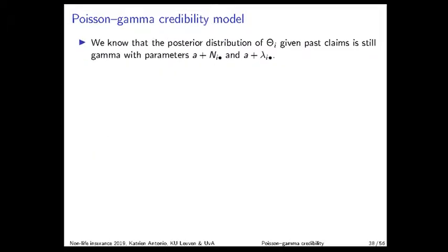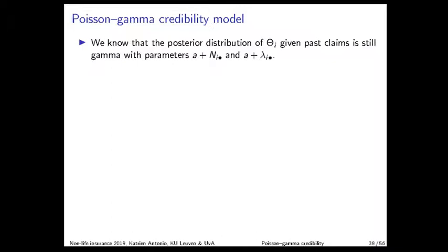So we demonstrated that in the Poisson Gamma model, the posterior distribution of the random risk variable theta, given the past claims, is again gamma distributed, with as the parameters A plus the sum of reported claims and A plus the sum of the a priori premiums. Recall that A is the parameter used in the prior distribution for the random risk variable. That is, we assume theta to follow a gamma distribution with both parameters equal to A.